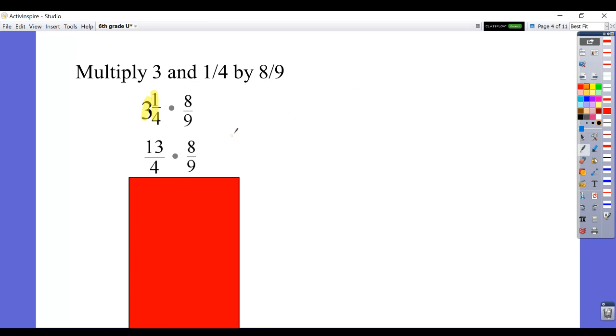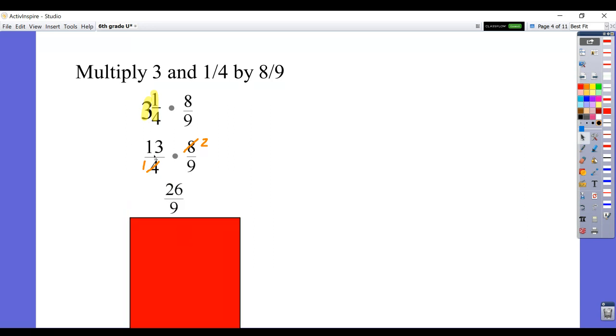You could again simplify before you multiply. So 4 divided by 4 is 1. 8 divided by 4 is 2. All right, and then you can multiply across. The reason I did that is because then I get smaller numbers to work with. So 13 times 2, of course, is 26. 1 times 9 is 9.